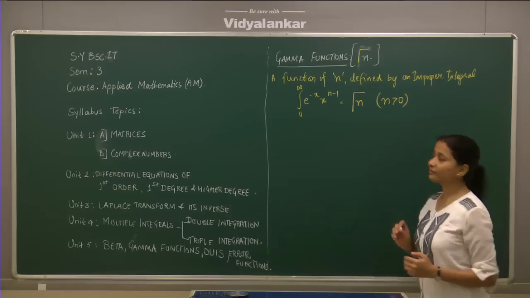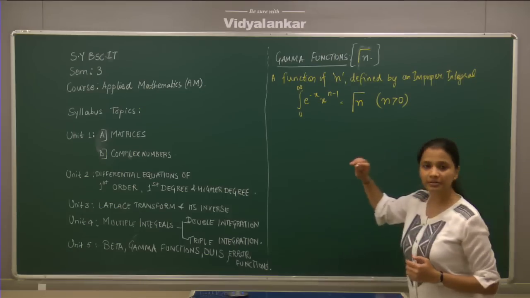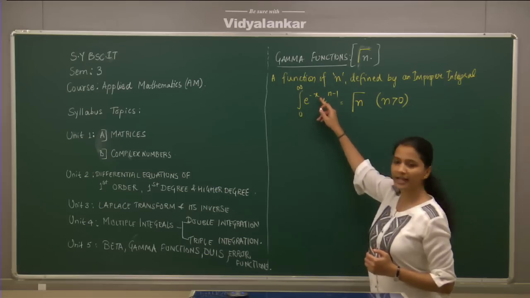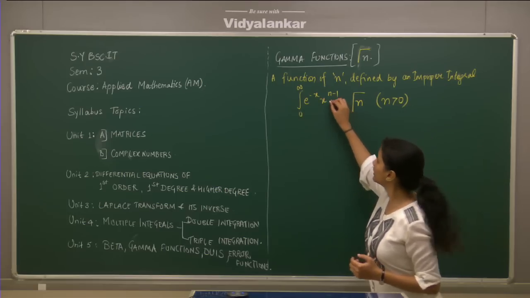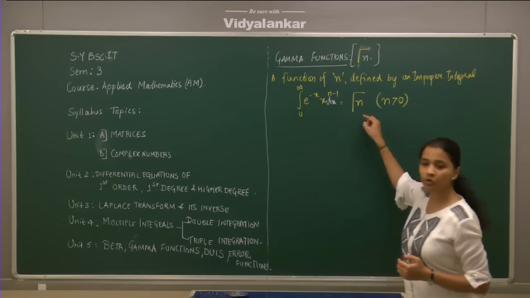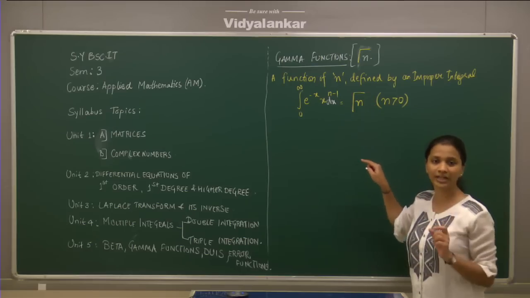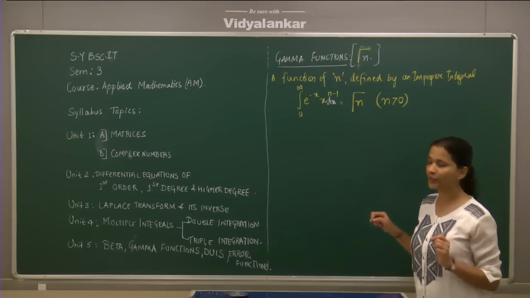A gamma function is defined by an improper integral which says integral from 0 to infinity e raised to minus x, x raised to n minus 1 dx, which is equal to gamma of n. Now this symbol basically is a denotation for gamma function.